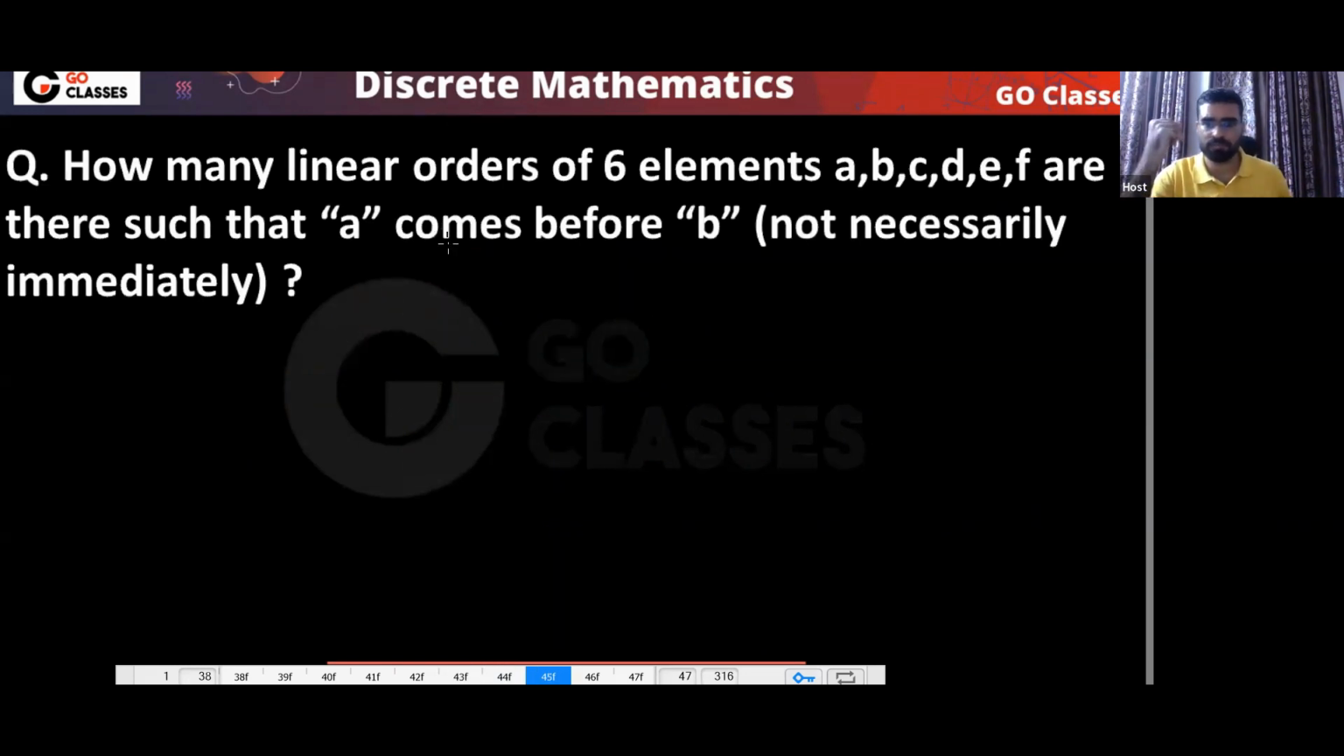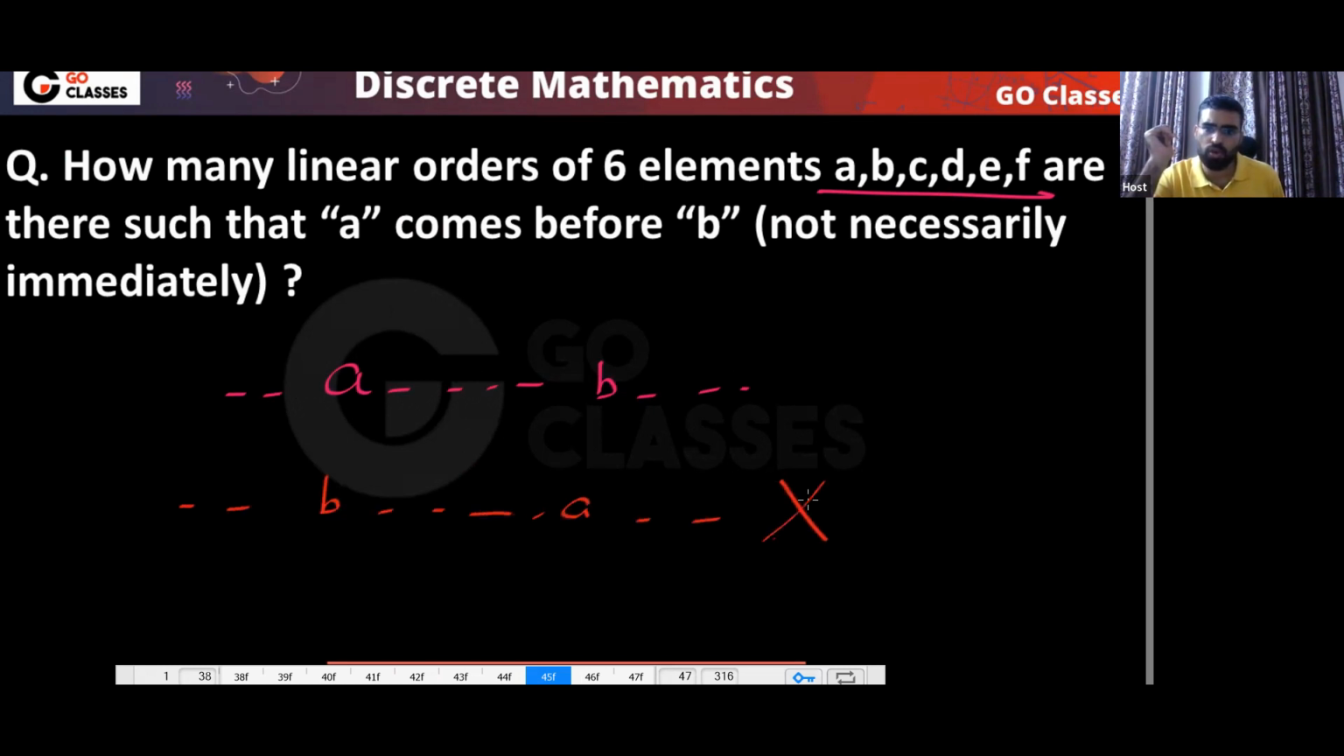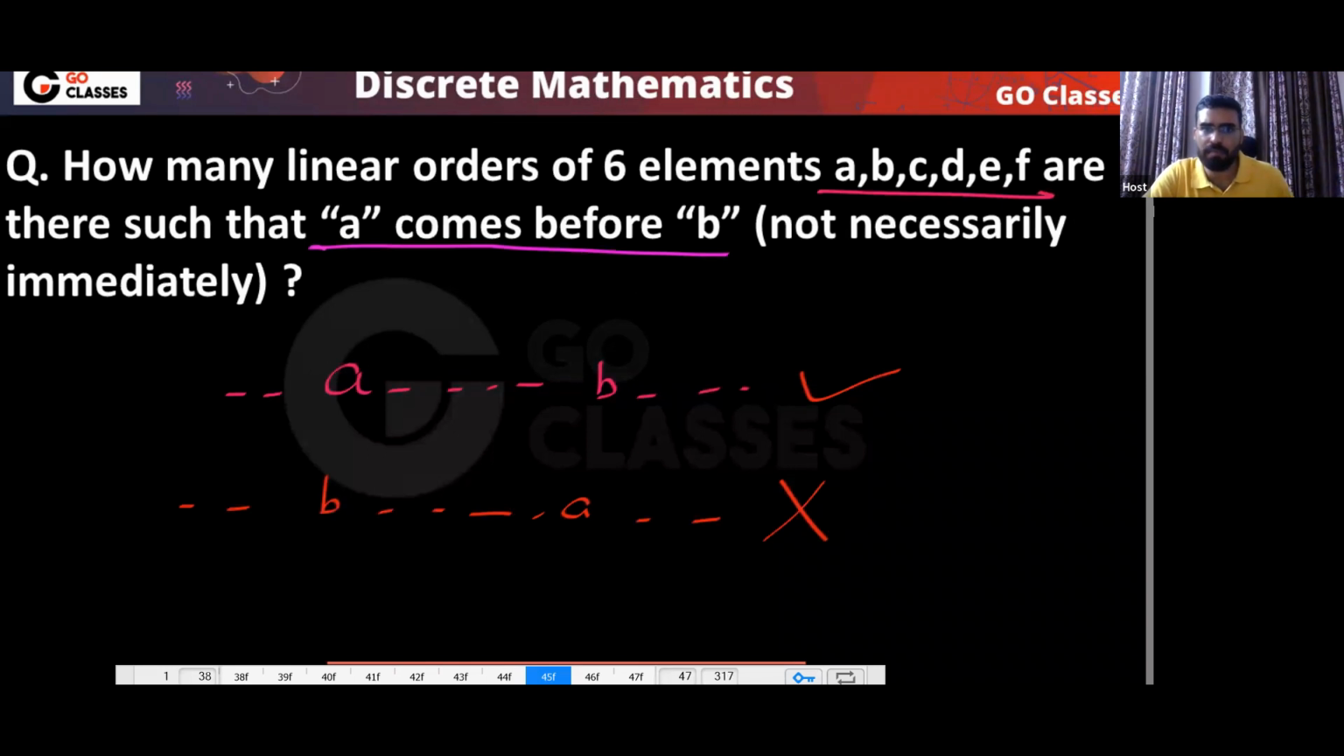Now let's see this question: how many linear orders of 6 elements are there such that A comes before B? Not necessarily immediately, means A should come before B. If A is there, B should be somewhere after it. This situation should happen. B should not come before A, this should not happen. Can you think about the division rule? This is the condition: A must come before B.